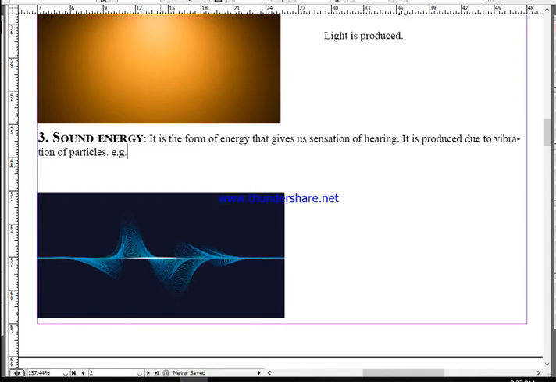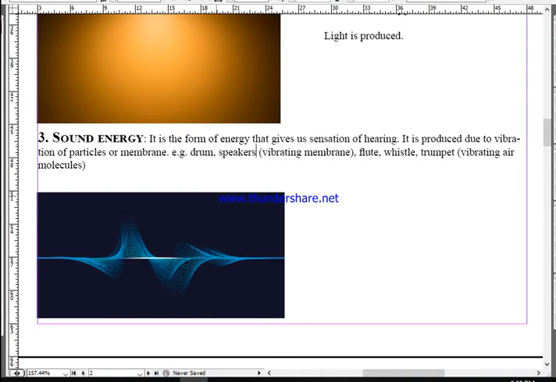Some examples of sound producing devices are those with particles or a membrane, like a drum. A drum produces sound energy by vibrating its membrane. A flute, whistle, or trumpet produces sound by vibrating air molecules. And speakers: a speaker also has a vibrating membrane.